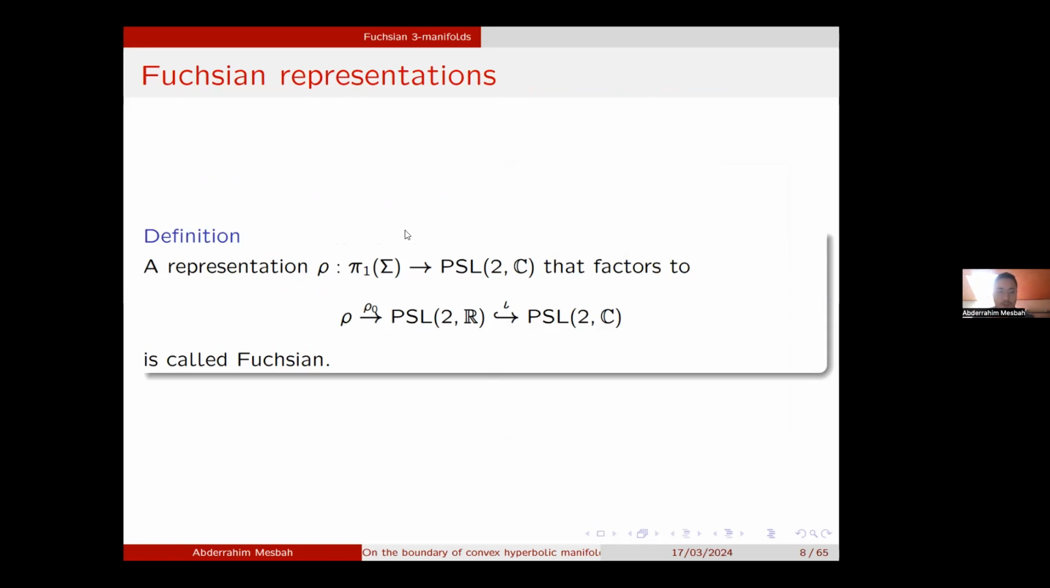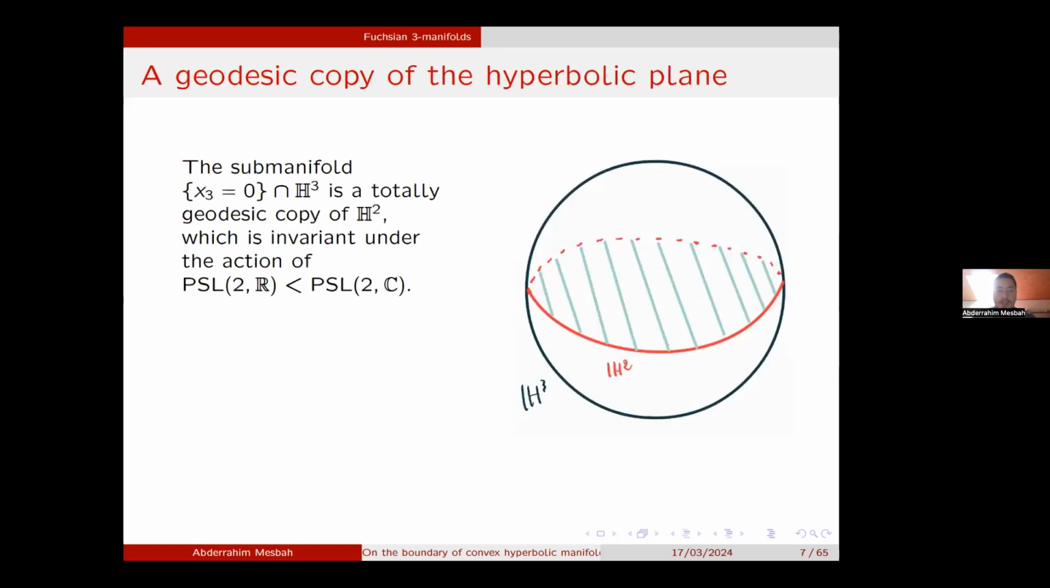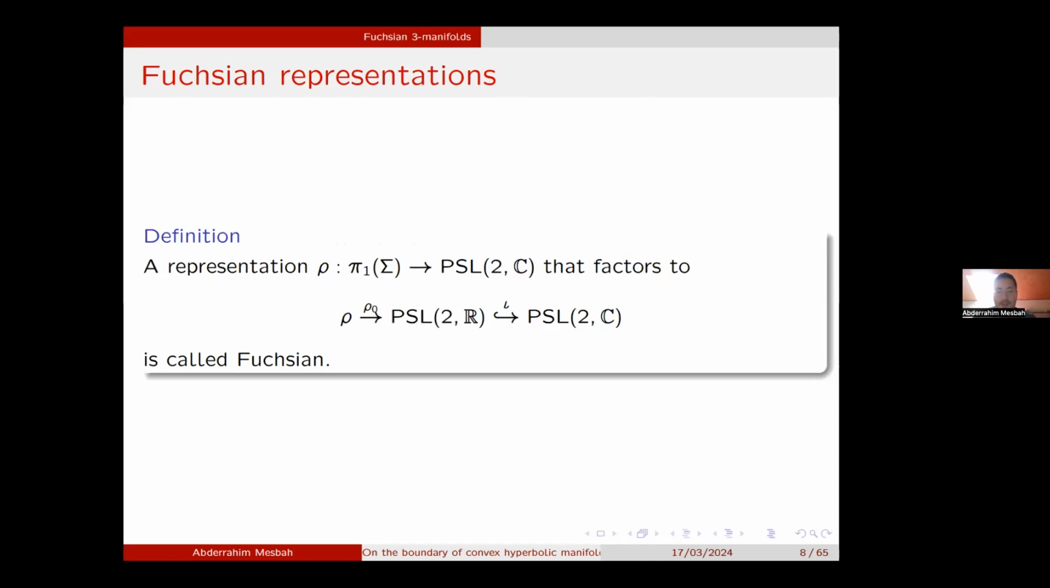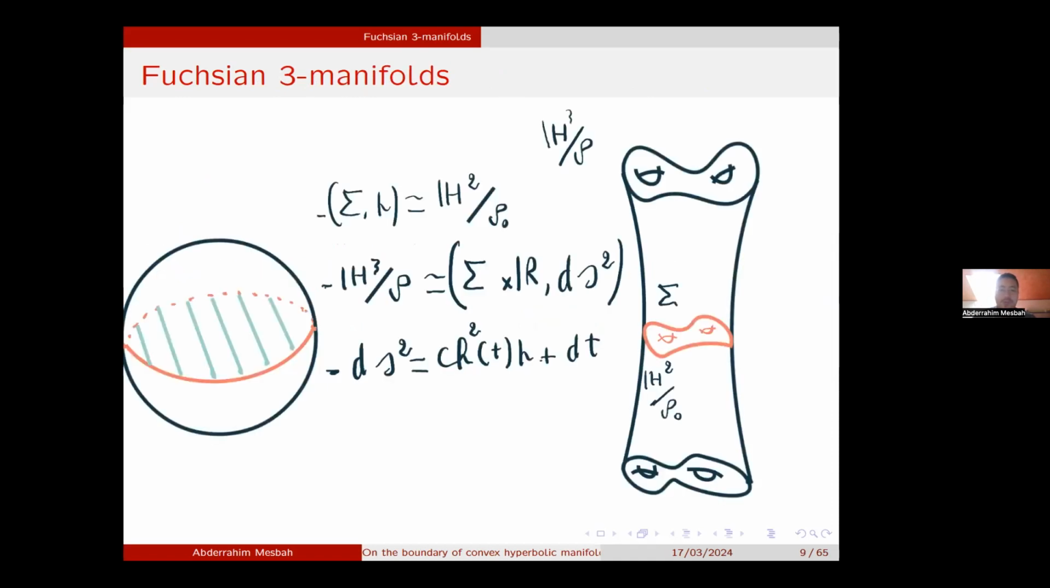For us, a representation is a homomorphism from the π1 of Σ to PSL2C. And we say a representation is Fuchsian if it factors in this way. So it factors into some representation into PSL2R, that is, its elements make this plane invariant. This plane, which is a geodesic copy of H2, so the H3 is invariant. And then we see it in PSL2C.